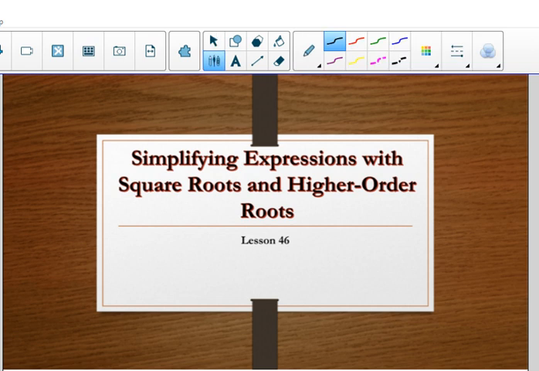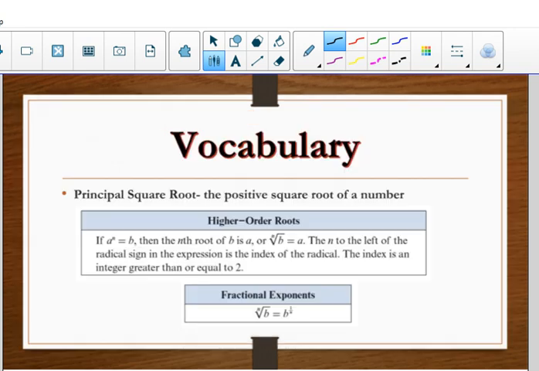Lesson 46, simplifying expressions with square roots and higher order roots. First off, let's go through what they mean by roots. When we find the square root of a number, we know that there are positive and negative roots. But when they're referring to the principal square root, then they're referring to the positive square root. And so whenever they're asking you for a number, like the square roots, if they don't use the negative sign in there, then we're just assuming that you're using the positive form of it.